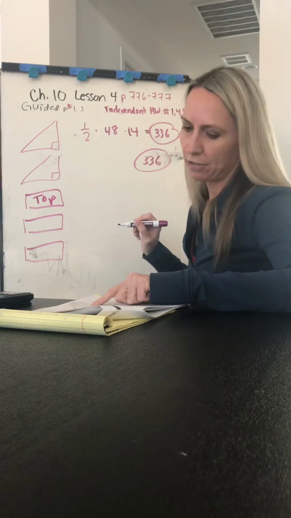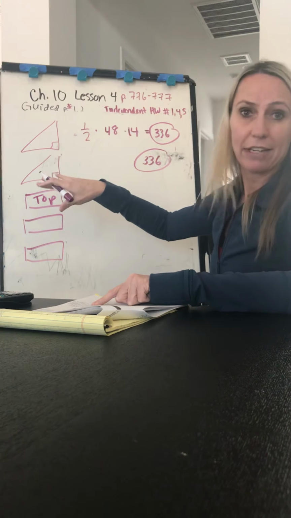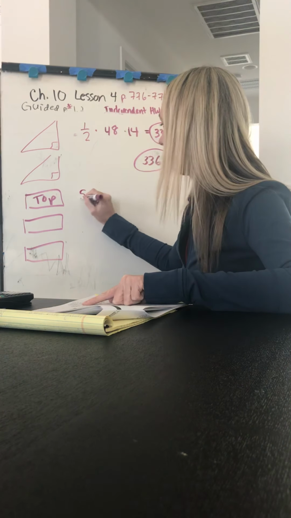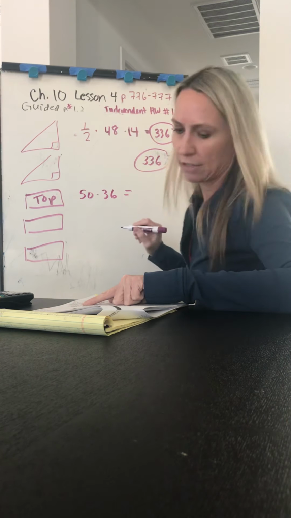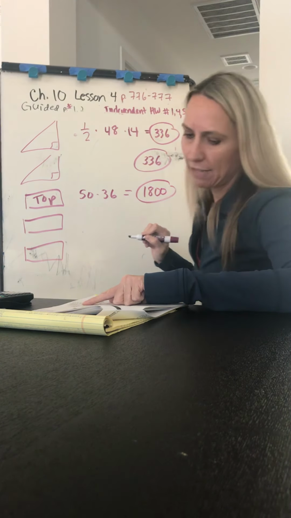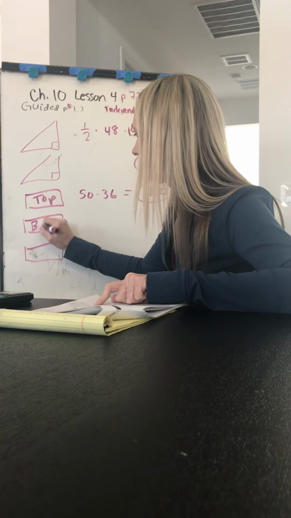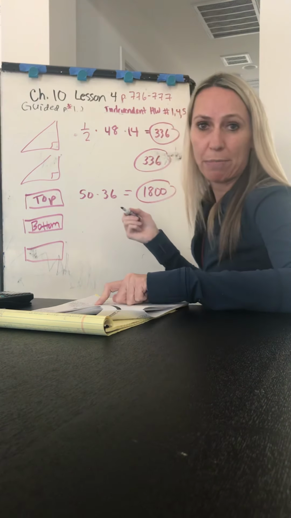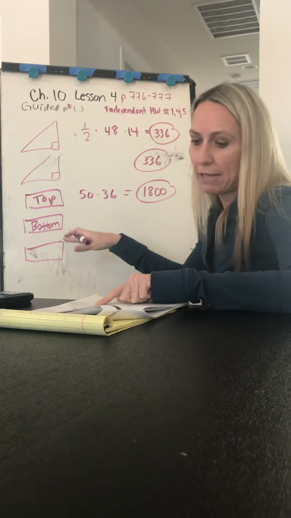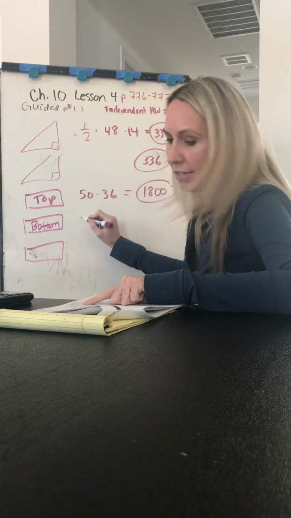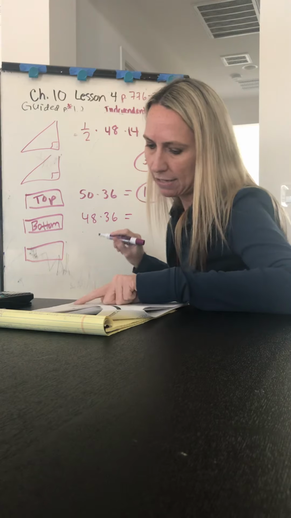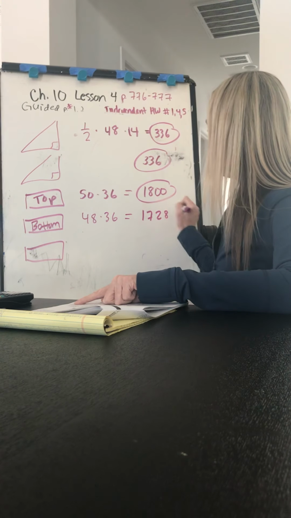Then let's do the top. The top rectangle, which is the one sloping down, like a skateboard ramp, is going to be base times height, which is 50 times 36, and we get 1,800. Then we have the bottom. This kind of looks like a skateboard ramp to me, or like a bike jump. If you look at the bottom, how much wood would we need to make this? It looks like it is 48 times 36, and we get 1728 when we multiply those.